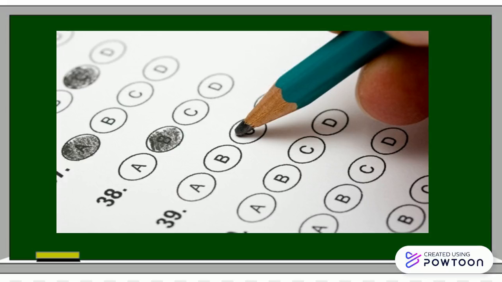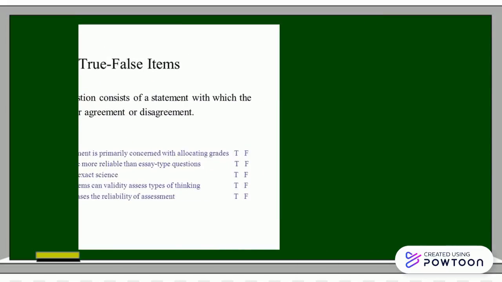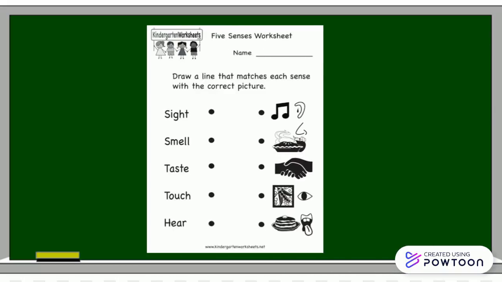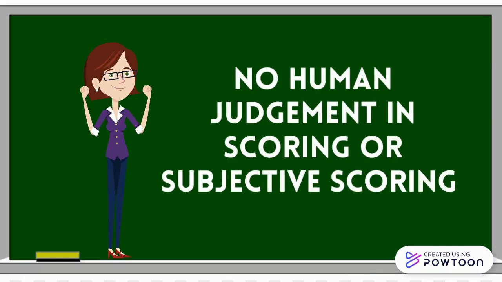All of these examples show objectivity because there is no human judgment in scoring. Teachers may use not only objective tests, but also other methods of assessment that require judgmental scoring.